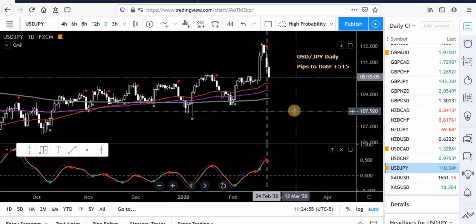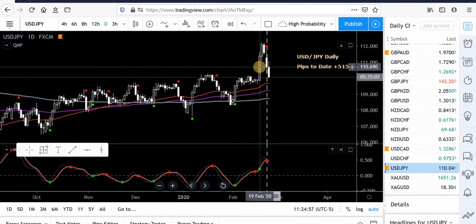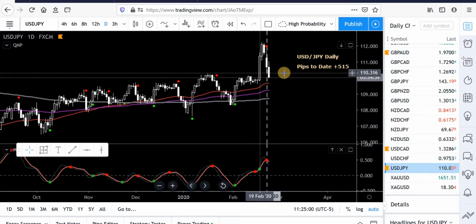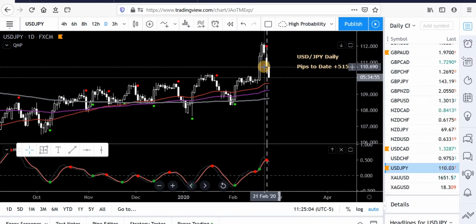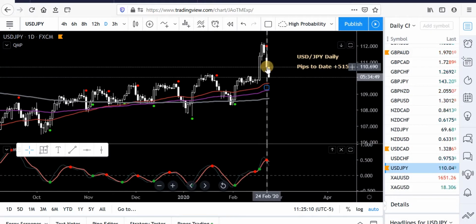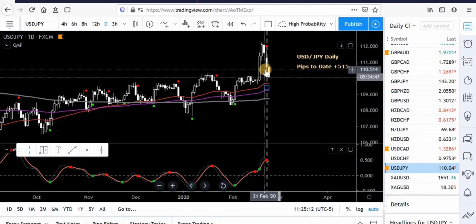USD Japanese yen. I was in a buy trade back here, and it fell away quickly. It already closed half, and I closed the rest today, I think. I didn't take that sell. It was just too high risk. Maybe I closed the buy the other day, I don't know. Not taking this sell though.